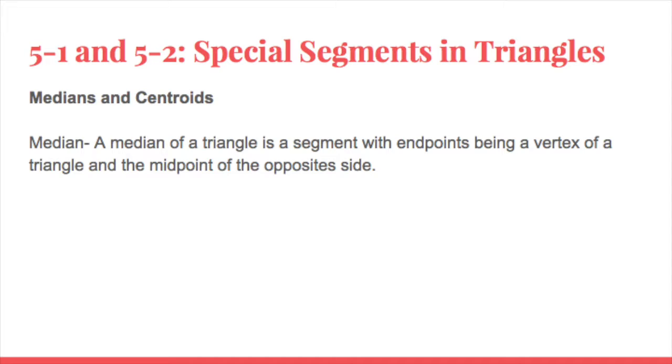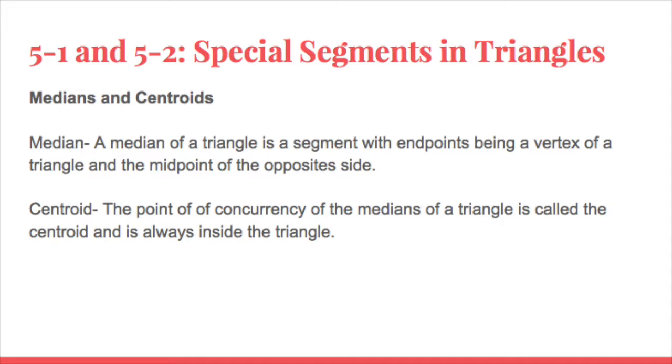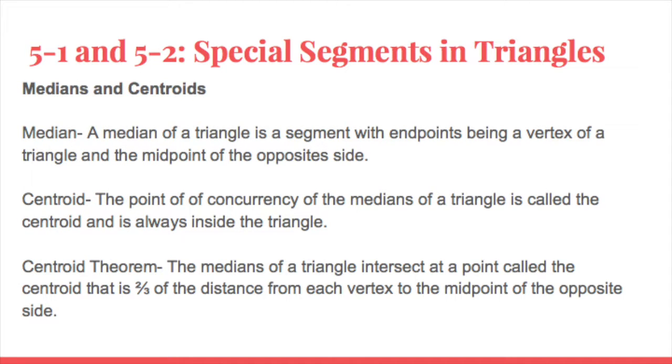Medians and centroids. A median of a triangle is a segment with endpoints being the vertex of a triangle and the midpoint of the opposite side. Centroid. The point of concurrency of the medians of a triangle is called the centroid and is always inside the triangle. The centroid theorem. The medians of a triangle intersect at a point called the centroid that is 2/3 of the distance from each vertex to the midpoint of the opposite side.